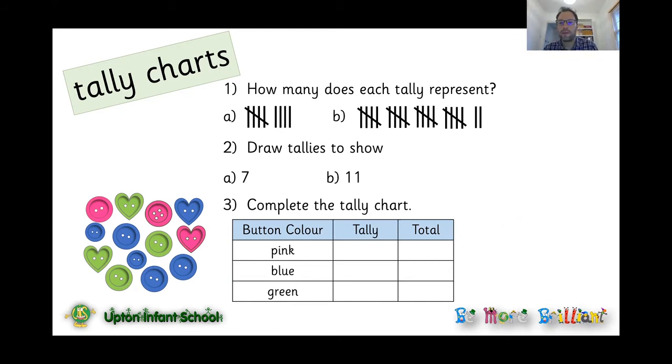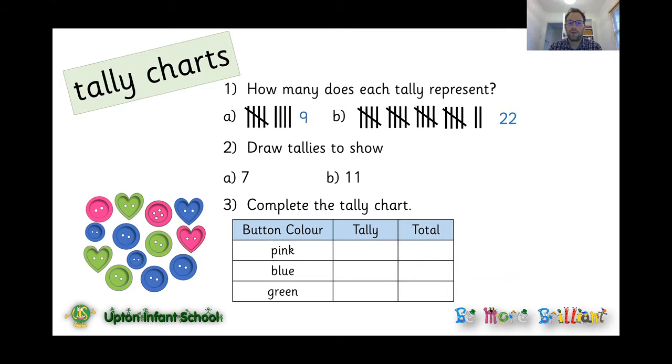Okay, welcome back everybody. Let's go through the answers. So the first tally was 9. We've got 5 and 4. Then the next one, we've got quite a few 5s there. We've got 1, 2, 3, 4 lots of 5. So 4 times 5 is 20 and 2 is 22.